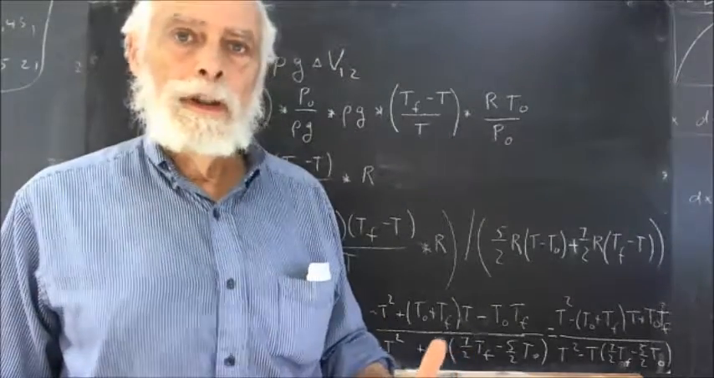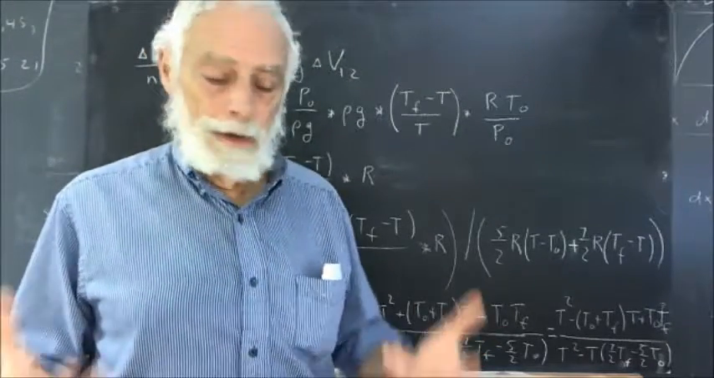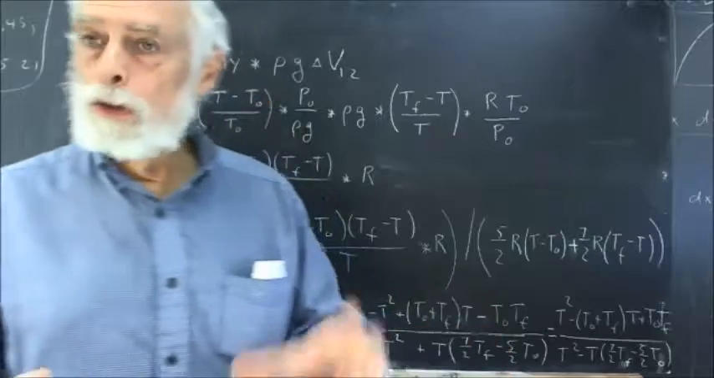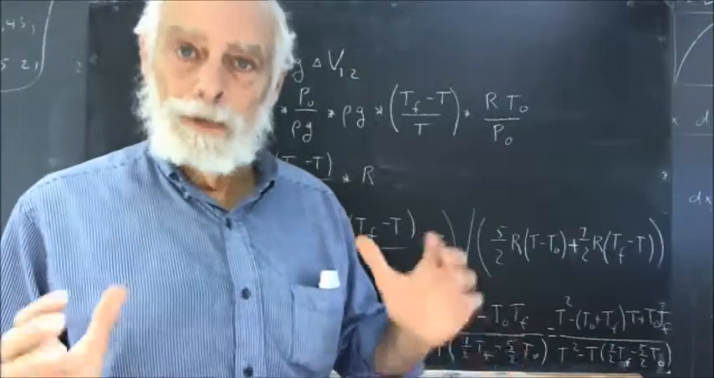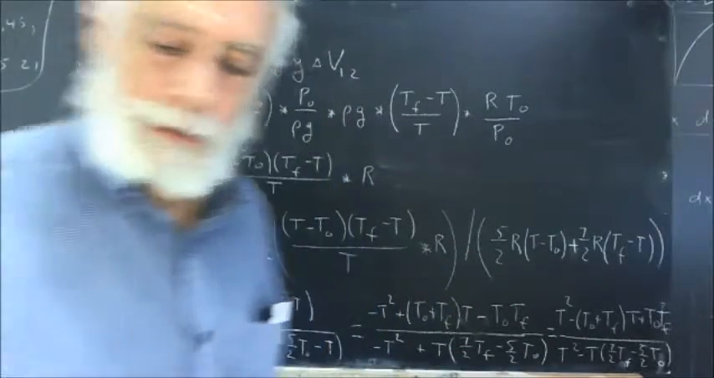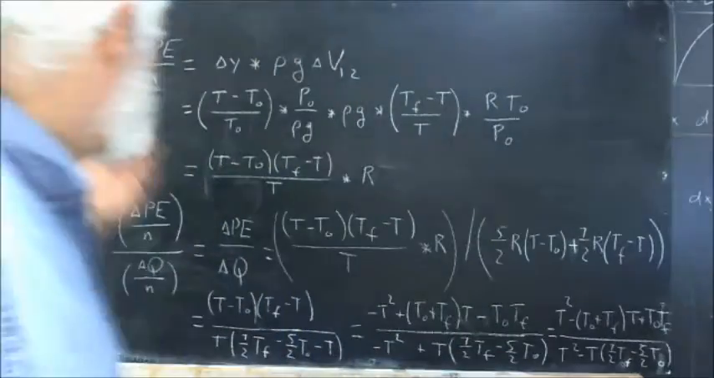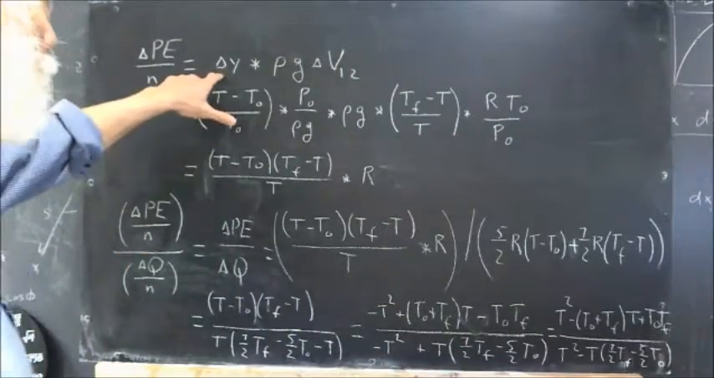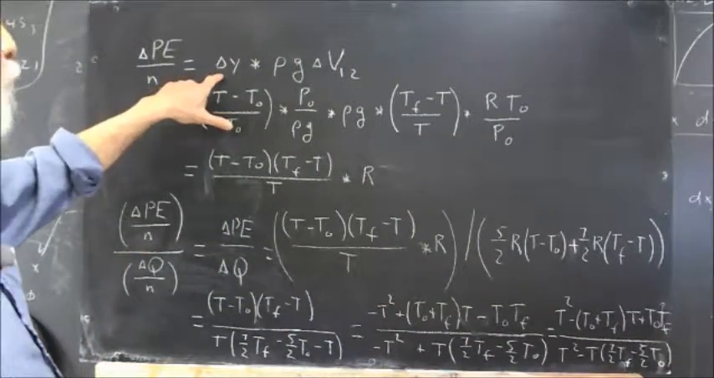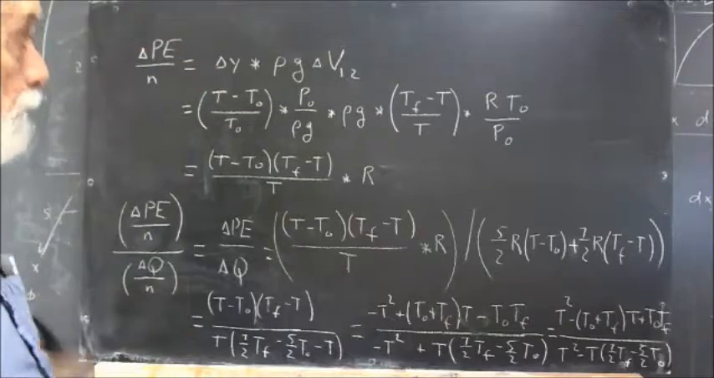Next question is the change in potential energy of the system per mole of gas in the system. Okay, so you should work that out. Okay, well, here it is. You're just going to multiply delta Y by the weight of the water that gets displaced.